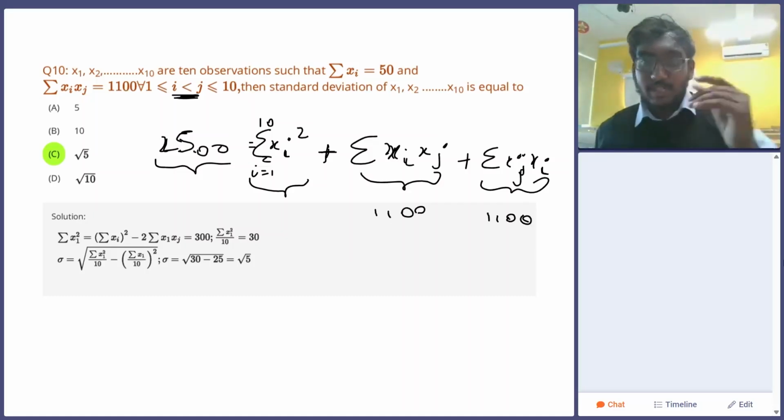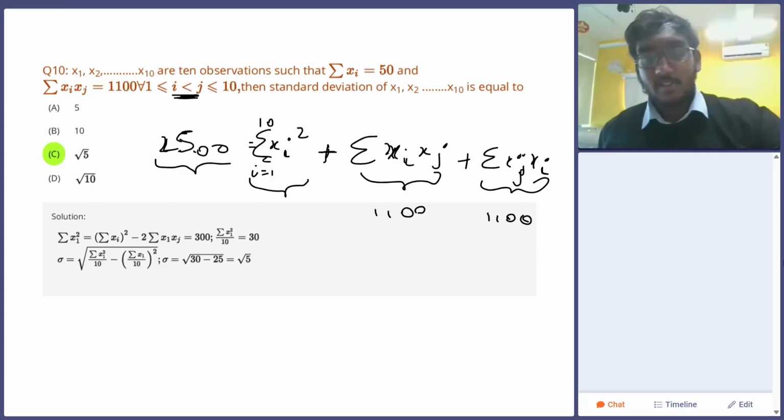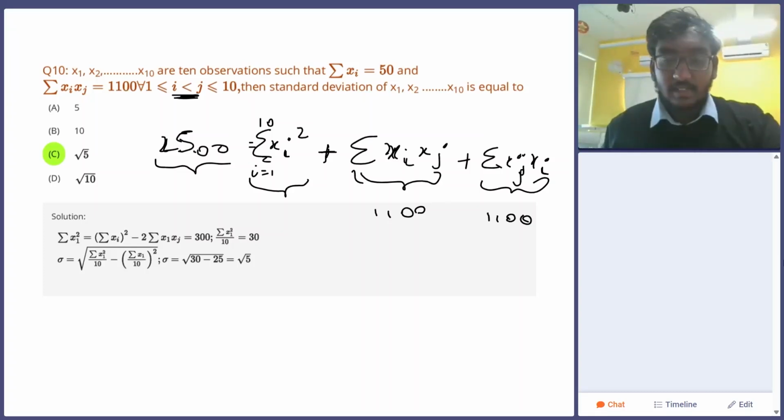If you still don't understand, you take some 5 random terms, and whenever you have any free time, you can just expand it and know how this works. You should have a little bit of visualization of that particular expansion for solving these types of questions. So this will be 1100 and this will be another 1100, right?